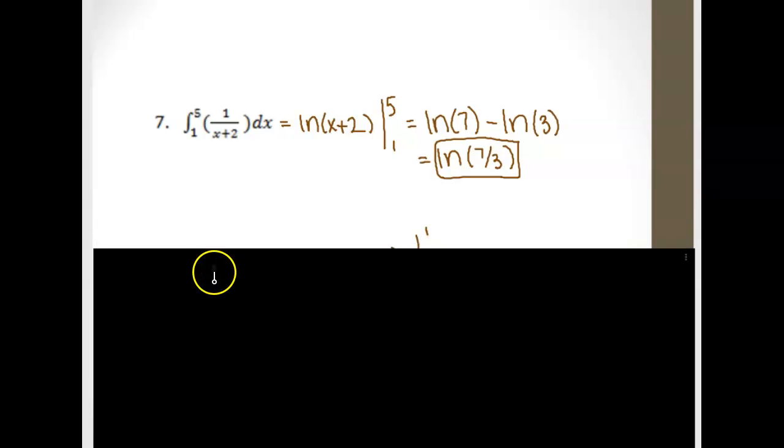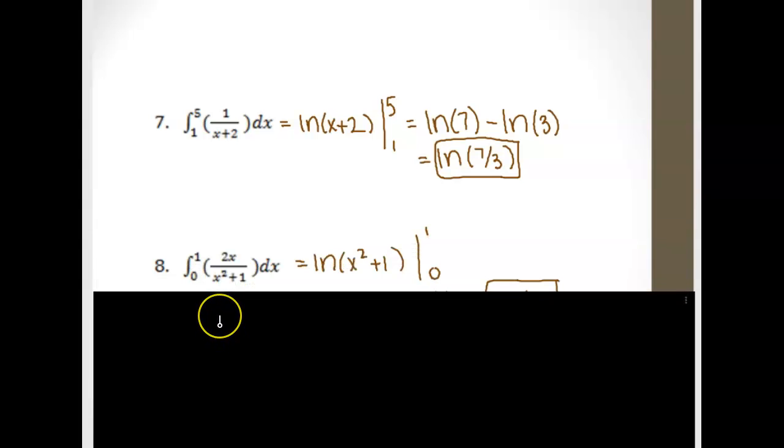All right. Number 8. The integral from 0 to 1. Now again, we have x squared plus 1 and 2x. So this is still going to be a natural log. Because the x squared plus 1 is our u. The derivative of x squared is 2x. So it's 1 over u with u prime up top. So you just have to start to pick up or look for that pattern.